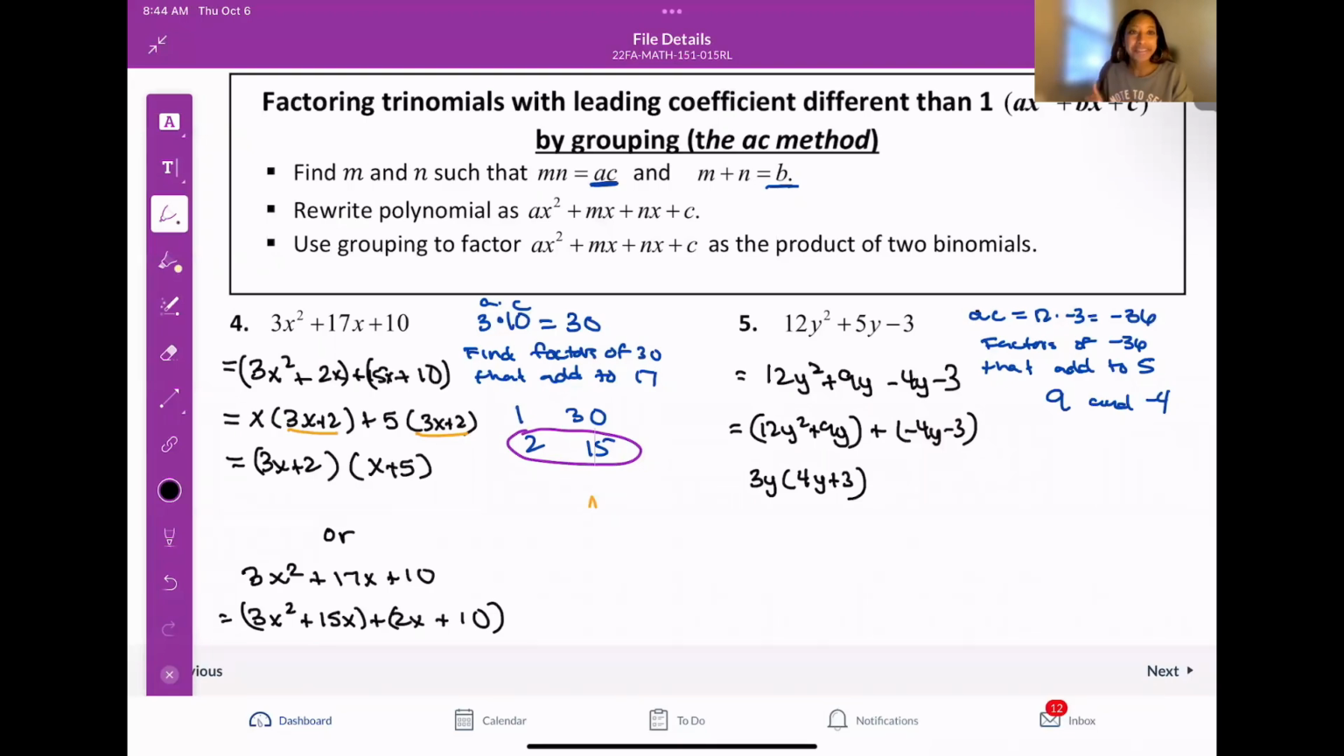Okay, off to a good start so far. And from the second two terms, we can factor out a negative 1. That's all we can factor out as a negative. So that would be negative 1 times 4y plus 3. Then this gives us 4y plus 3 times 3y minus 1.